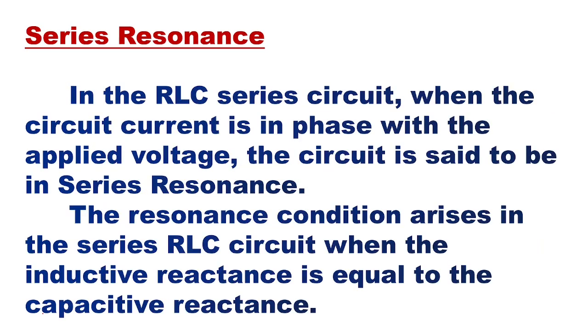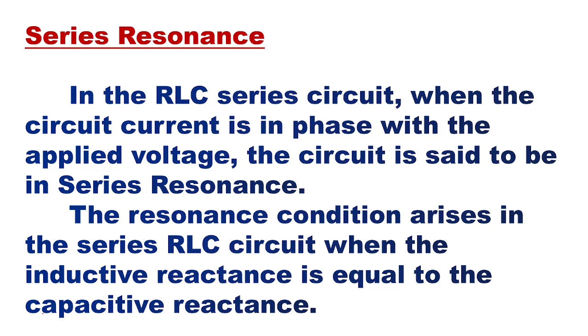So let's see first the statement of series resonance. What is series resonance? In the RLC series circuit, when the circuit current is in phase with the applied voltage, the circuit is said to be in series resonance. Now this definition is with respect to the phasor diagram. In the circuit, the effects of capacitive reactance and inductive reactance get cancelled out, and only resistance remains in the circuit, so the current flowing in the circuit will be in phase with the applied voltage. This is the first understanding of series resonance.